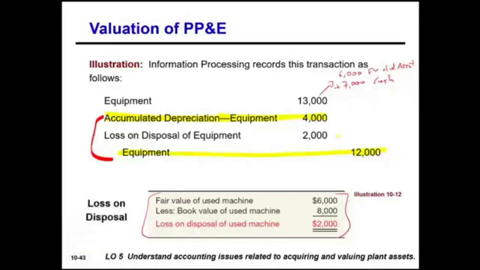Now we already recognize the loss. The loss is a debit of 2,000. We have to record the loss. The loss has a debit of 2,000. And what else? Does this balance? It doesn't, because we also paid cash. So we credit cash of 7,000.